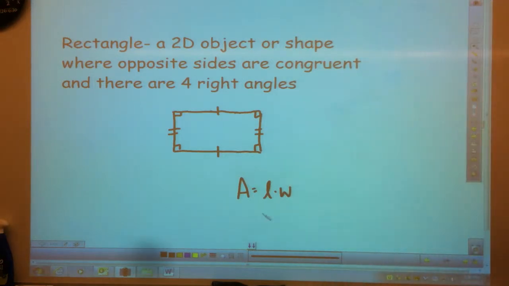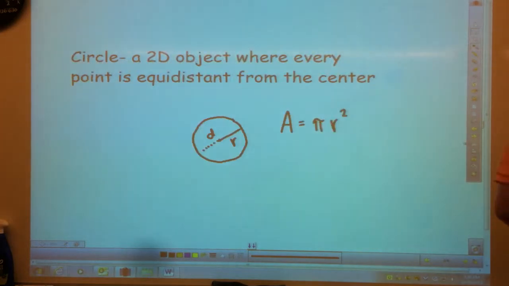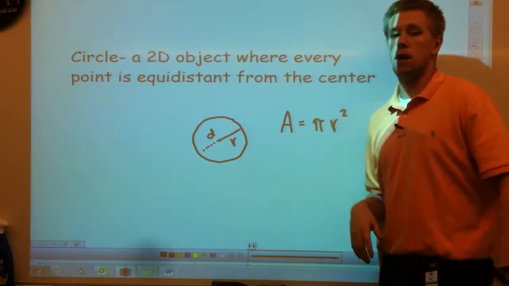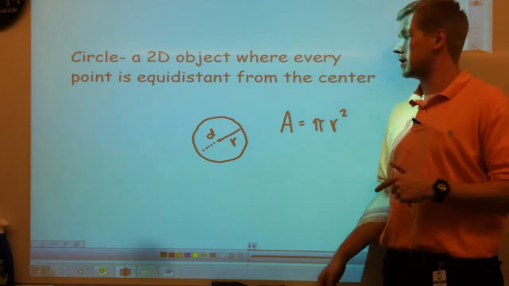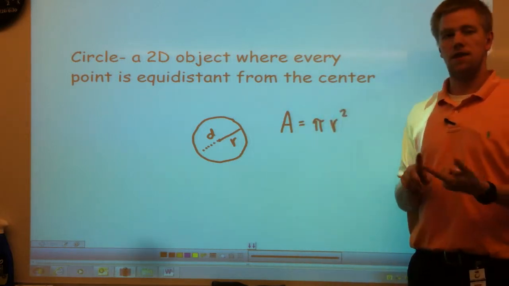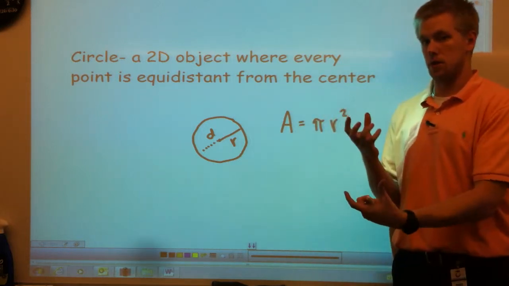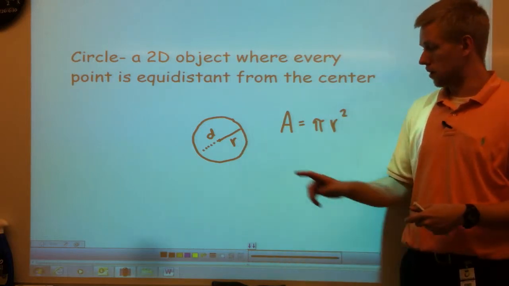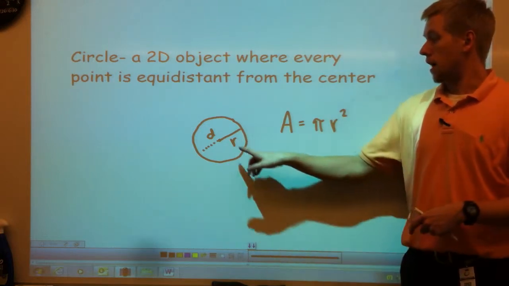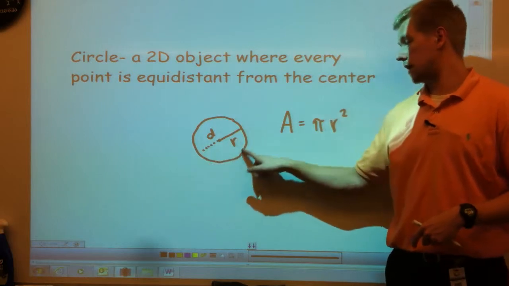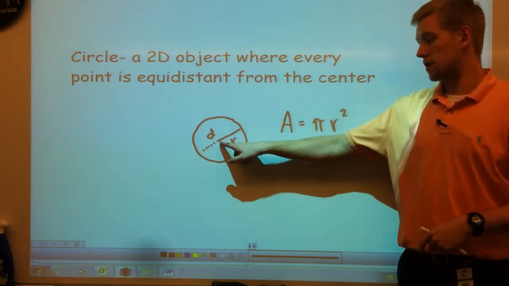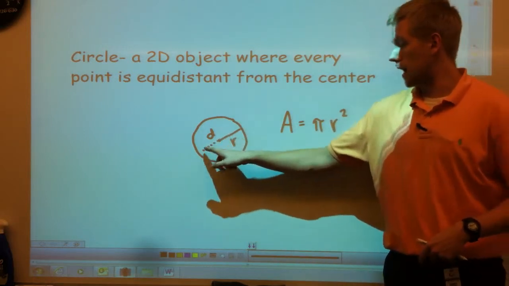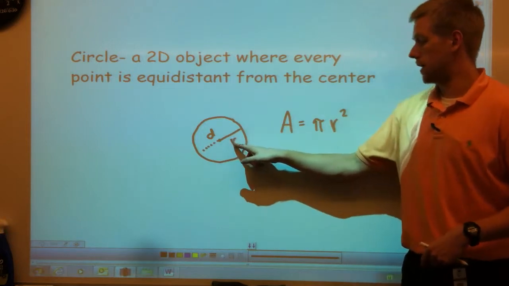Next one we have is a circle. A circle is a two-dimensional object where every point is equidistant from the center. This is very similar to a sphere. A sphere was a three-dimensional object that looked like a circle. Here we just have a circle. Every point is equidistant. So every point on the outside of this is the same distance from the center. And I've shown that I have a diameter that goes across, and then I have a radius, which is half of that diameter.